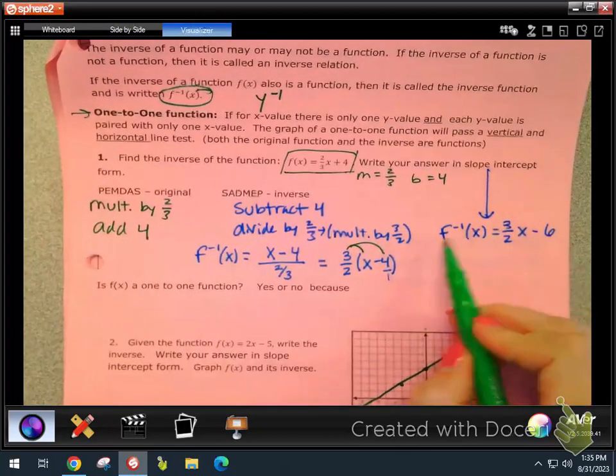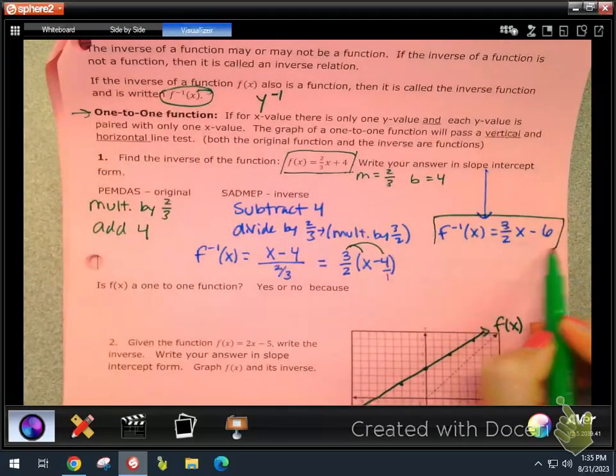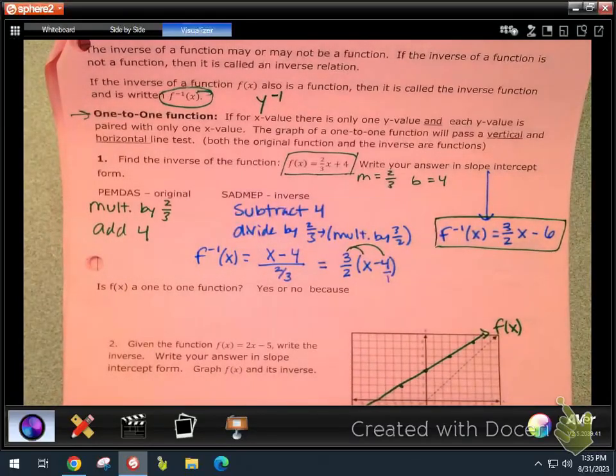And this is my inverse function in slope-intercept form. Okay? So that's one way that you can think about it: write out the steps that are happening to your inputs originally, reverse them, reverse the order, and write it out that way. I've honestly never taught it that way before, so that was kind of new.